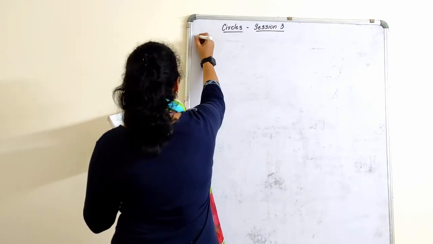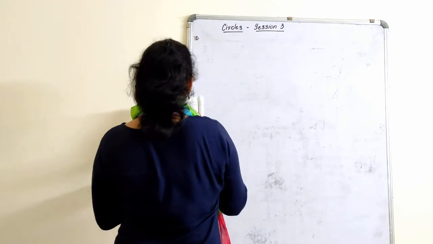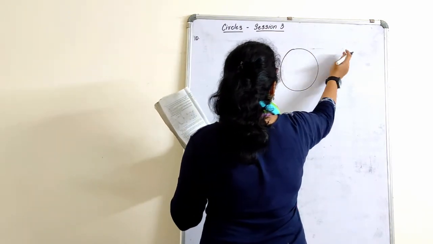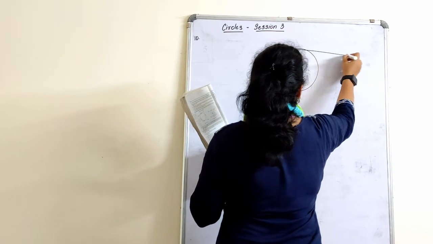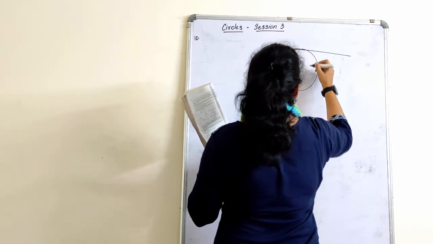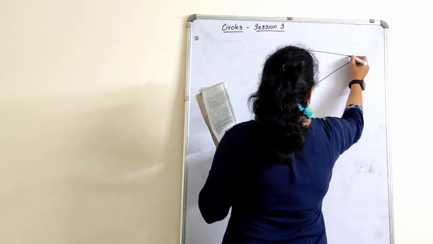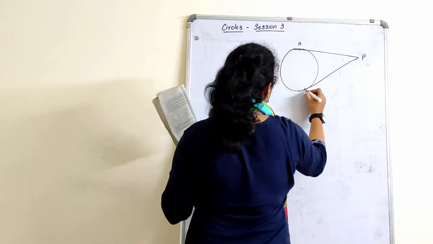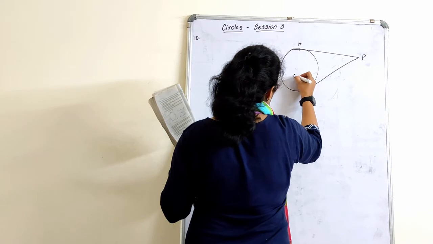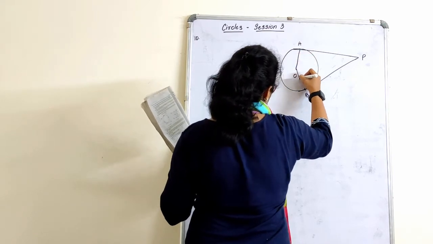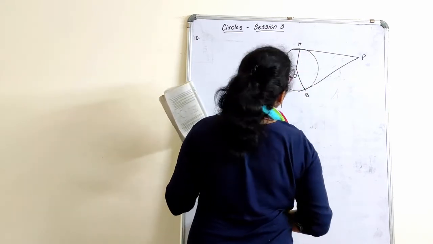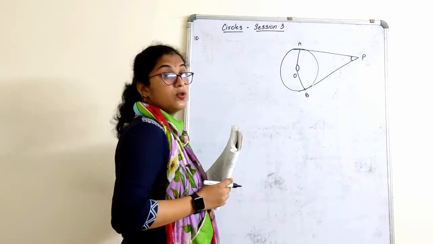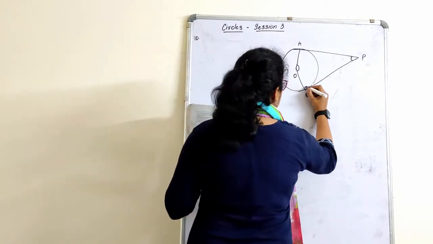Tenth one. So first of all, we'll draw. This is external point P, this is A, this is B, O is the center of circle. Okay. Now we need to prove that this angle plus this angle is 180 degrees. This is 90.